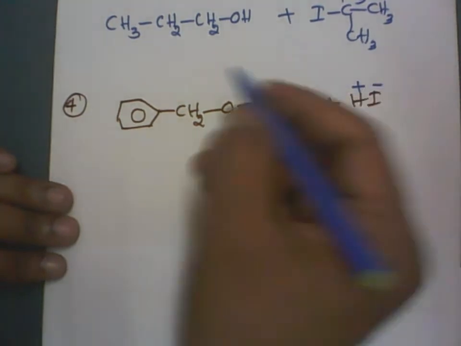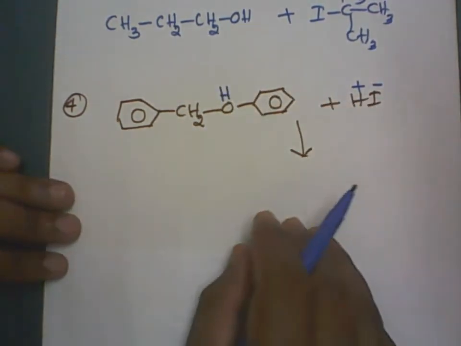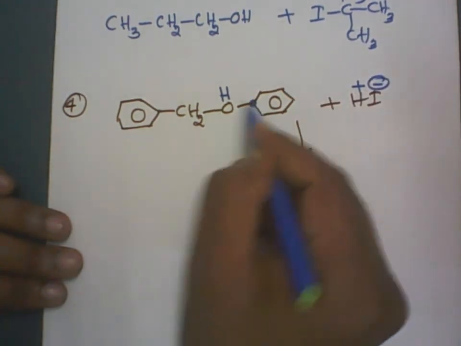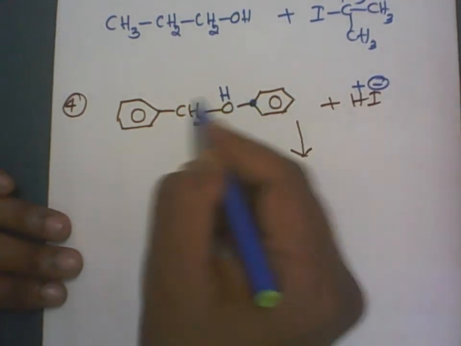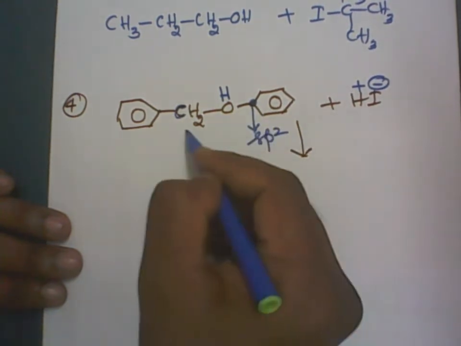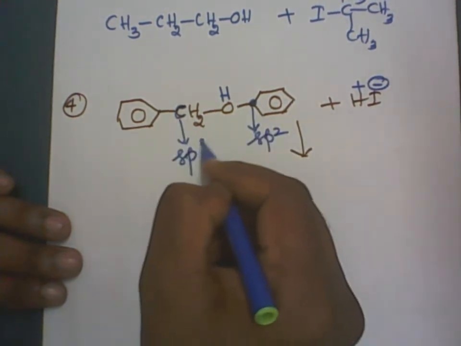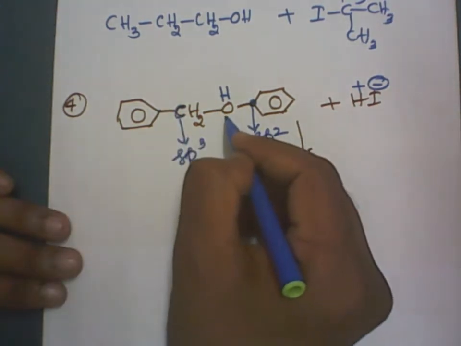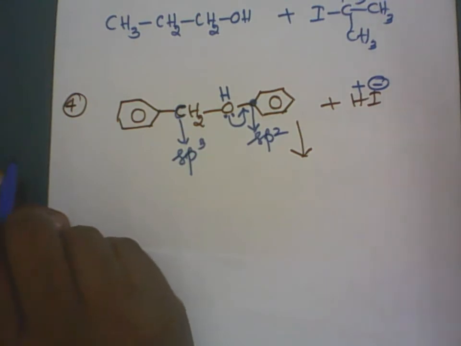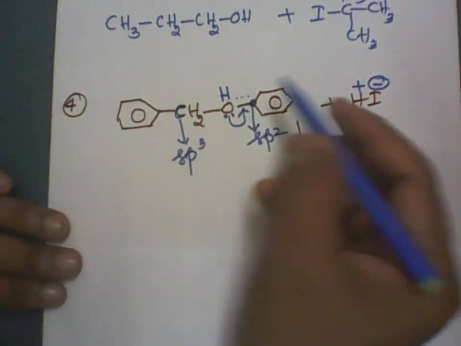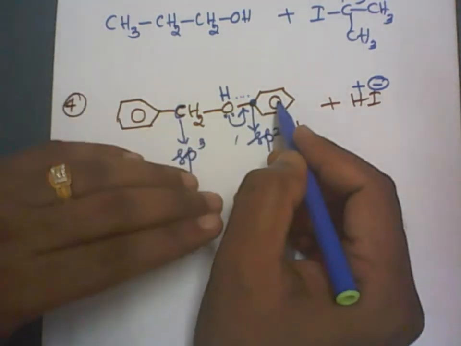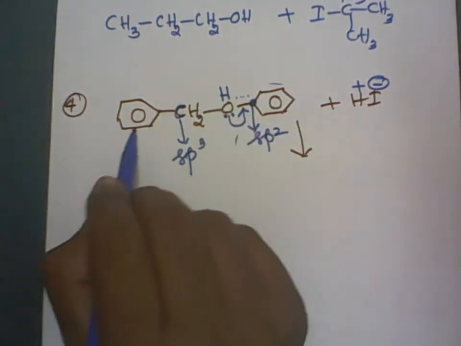H plus I minus. Remember, hydrogen always goes with the oxygen. Now, I minus should attack either this carbon atom, that is the benzene carbon, or this carbon atom. This carbon atom is the sp2 carbon atom, and this carbon atom is the sp3 carbon atom. Moreover, oxygen directly attached to benzene can undergo resonance, so there is a double bond character which cannot be broken easily. Remember, whenever oxygen is directly attached to benzene, always write phenol as the product.